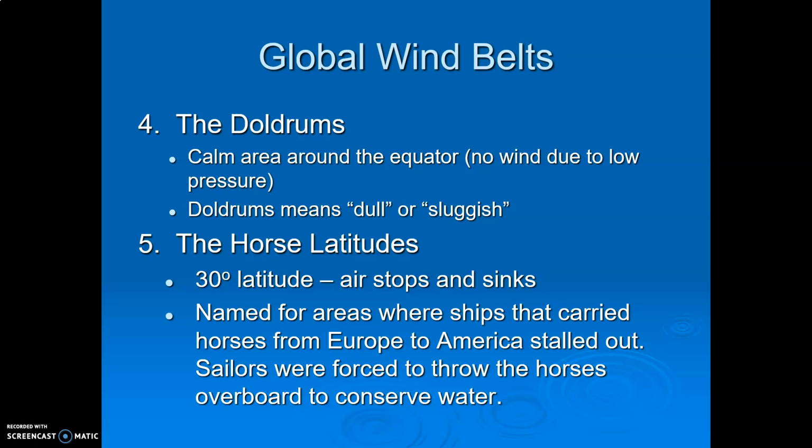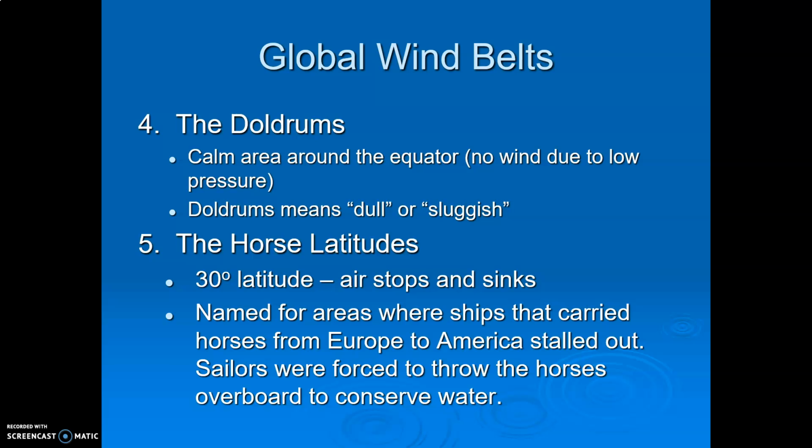And then we have the horse latitudes. At 30 degrees north and 30 degrees south, the air stops and sinks. This is a problem when you have ships trying to cross these areas in the oceans. This area was named for the ships that were carrying horses from the European continent over to the New World. From Europe to America, often the ships would stall out at about 30 degrees.